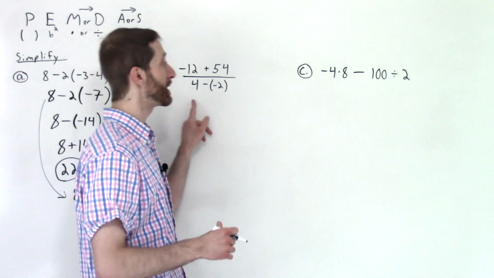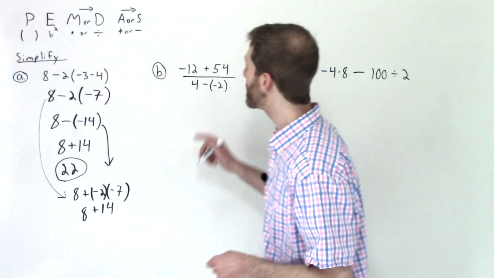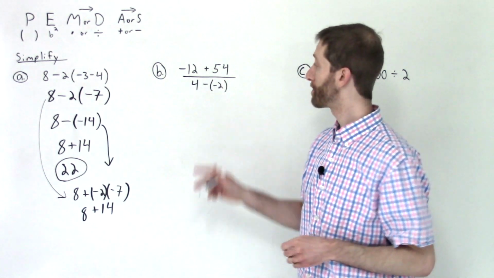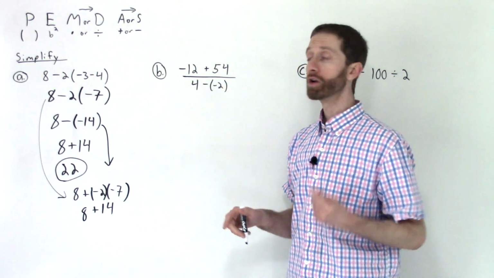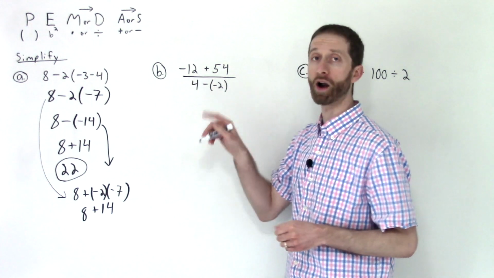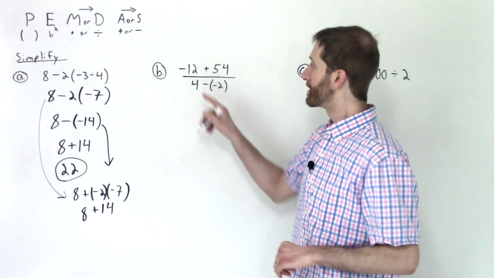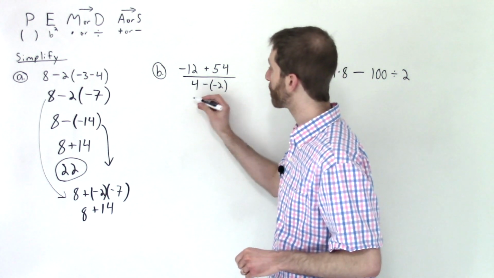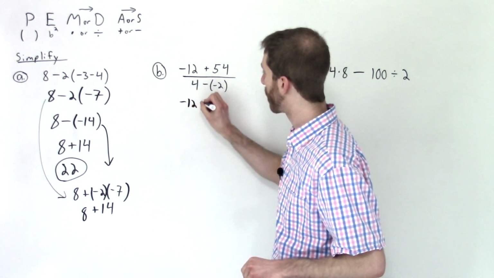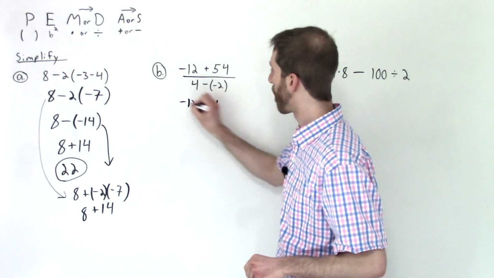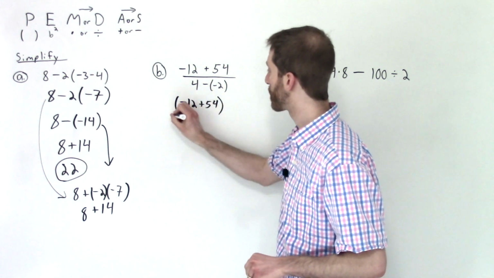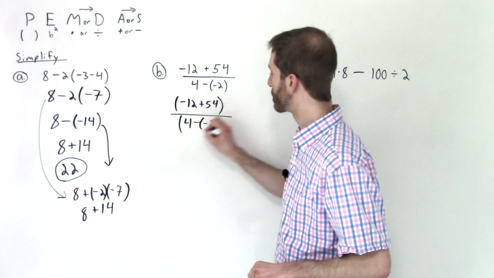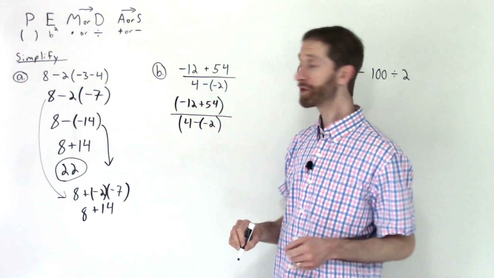Let's take a look at B. I'll flip around again. B says negative 12 plus 54, that amount divided by 4 minus a negative 2. Remember that when you have a division bar in the middle like that, that is going to be a grouping symbol. So in my head, I'm really looking at this as negative 12 plus 54, all of that first, over 4 minus a negative 2. So they are grouped. So now let's do them in groups.